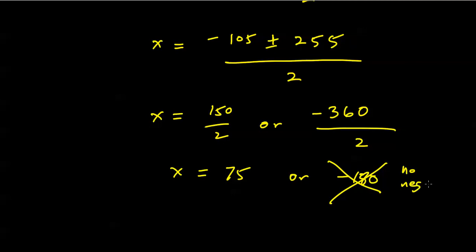Let me make a comment here. Sometimes negative solutions are okay, but not when you're talking about lengths. So no negative length, so I call that an extraneous solution. So x equals 75 feet.